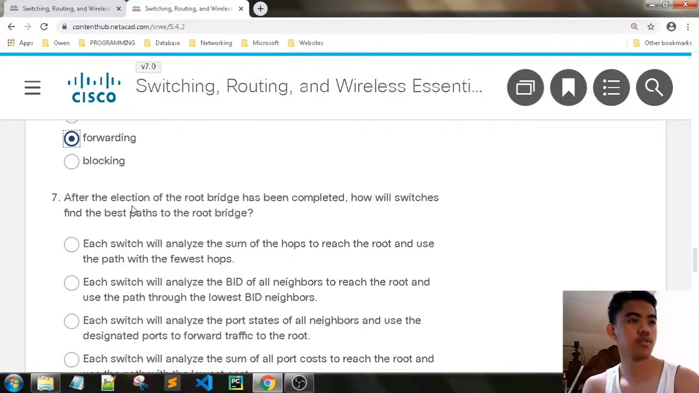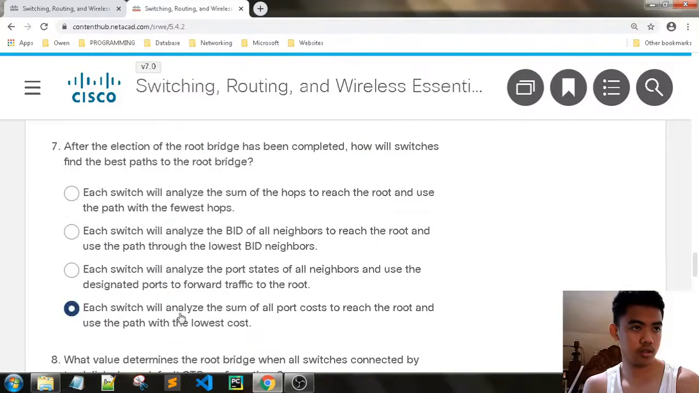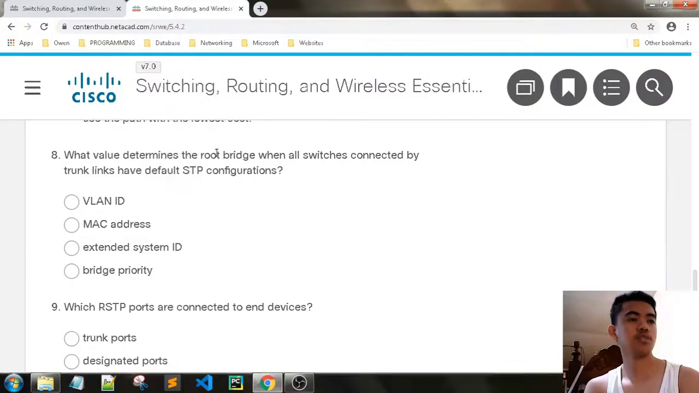Seven left. After the election of the root bridge has been completed, how will switches find the best paths to the root bridge? Using some of our protocols. This is the answer. Number 8 is, what value determines the root bridge when all switches connected by trunk links have default STP configurations? The answer would be the MAC address.